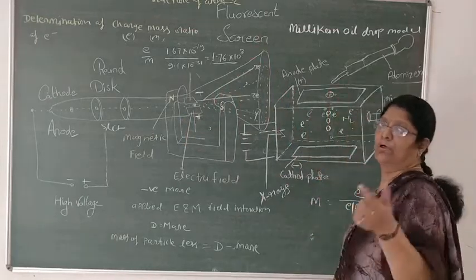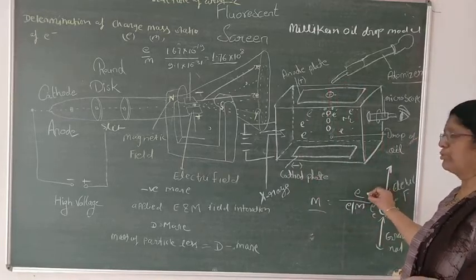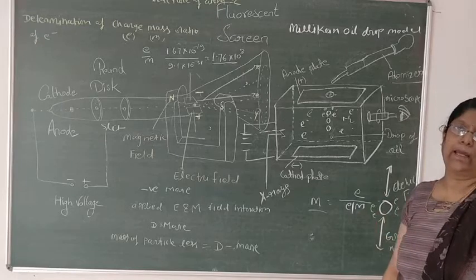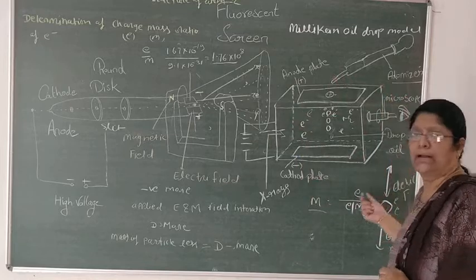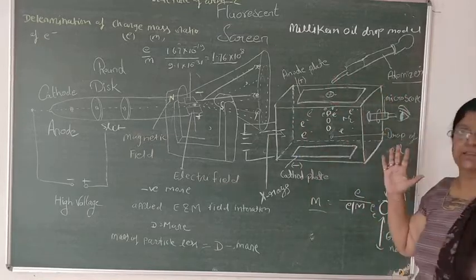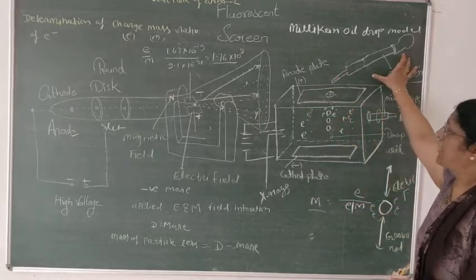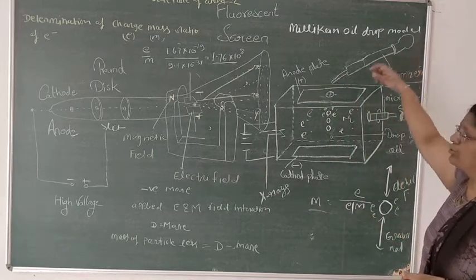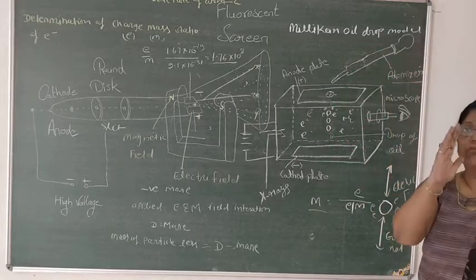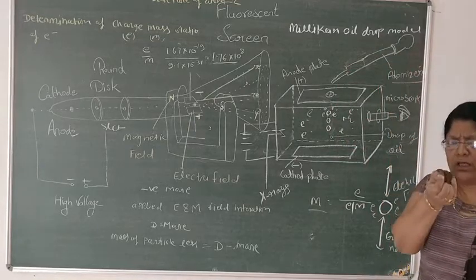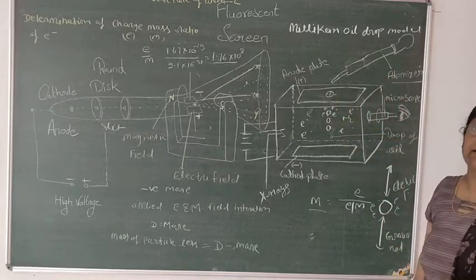So we are talking about Millikan's oil drop model only to get the mass of electron through the formula e by m ratio. In Millikan's drop model, this is the diagram. In that diagram we are watching there is a chamber. That chamber is divided into three parts. First part is this atomizer, which is used to pour oil drops inside this chamber. This atomizer works as a spray bottle.